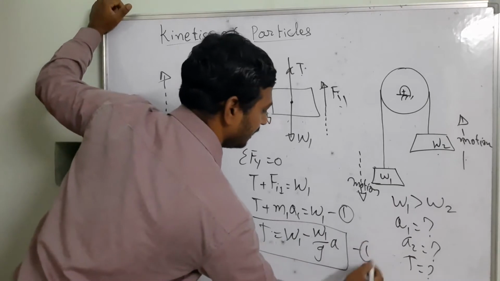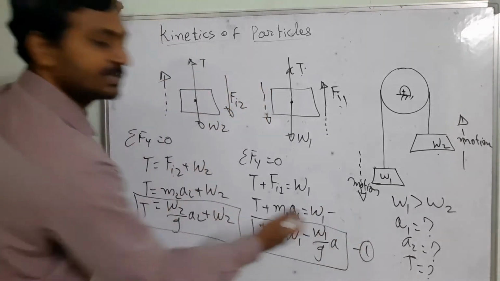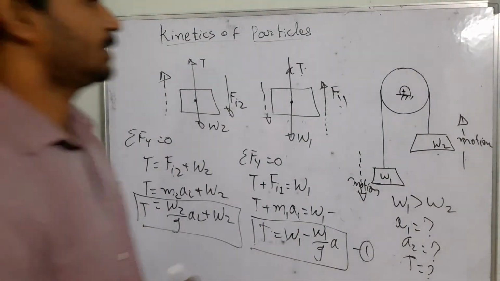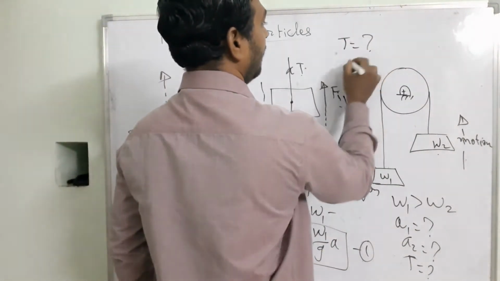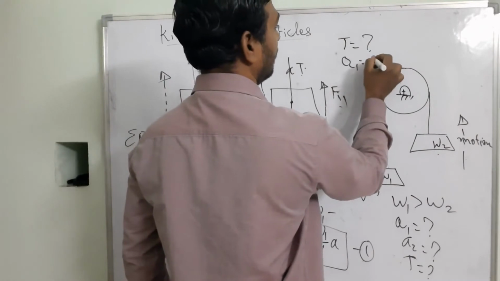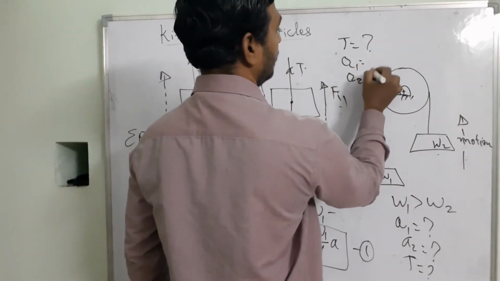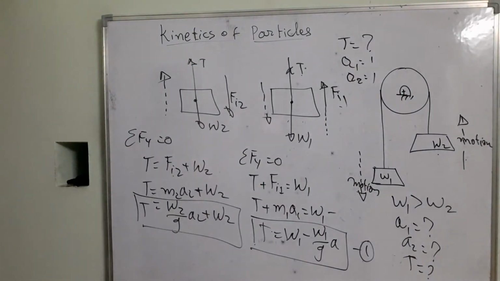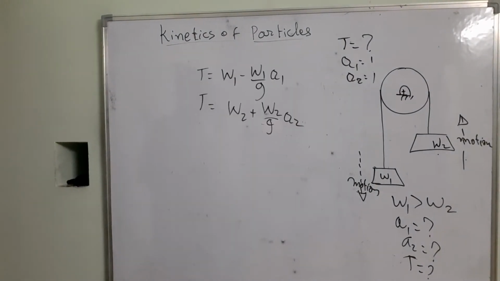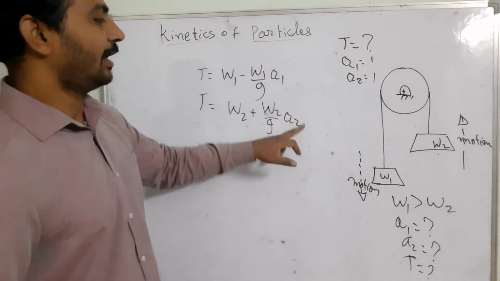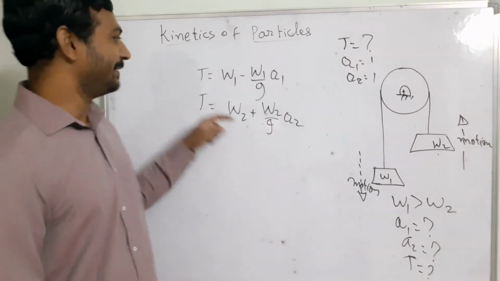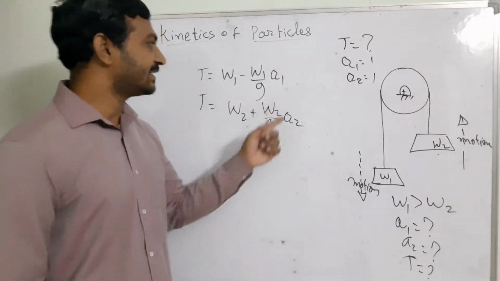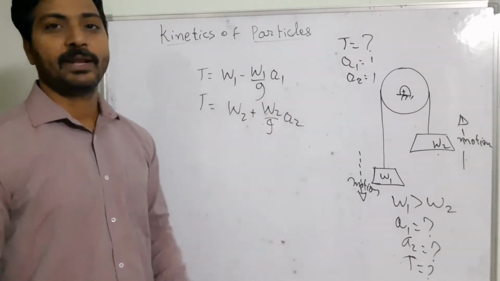Can you see? This is equation 1, I am shifting from this. After the simplification, from these two equations, we need to find the tension in the string and the accelerations A1 and A2. In these equations, A1 and A2 are not available, and at the same time the tension is also not available. It means that in these two equations, three unknown parameters are there.